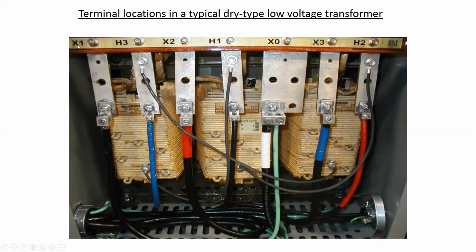And then the markings or the identification of each of the terminals is alphanumeric. And we're going to take a look at what that signifies. We've got H's and X's, and we've got numbers 1 through 3, including 0. So transformer polarity is what those markings are going to relate to.